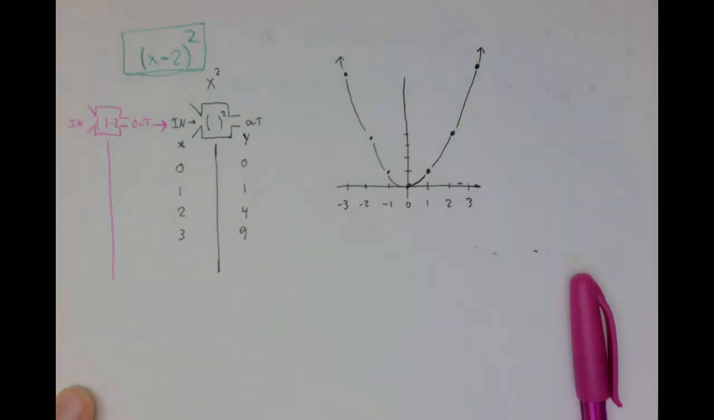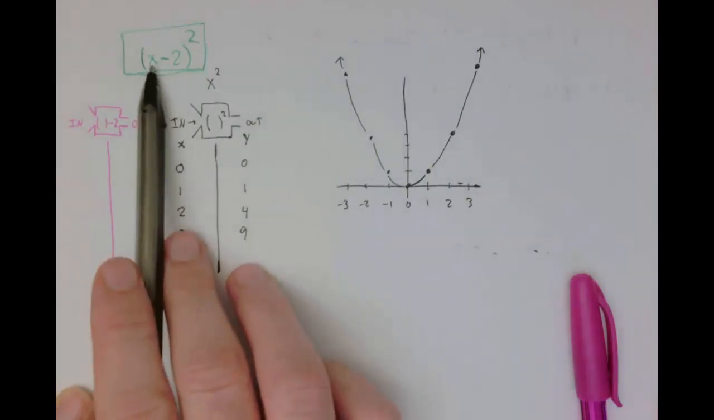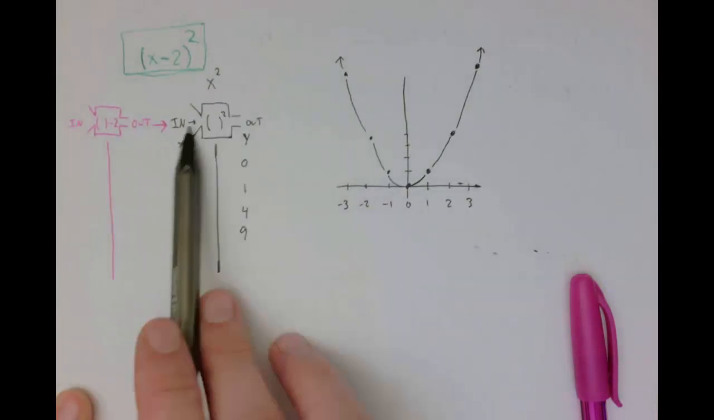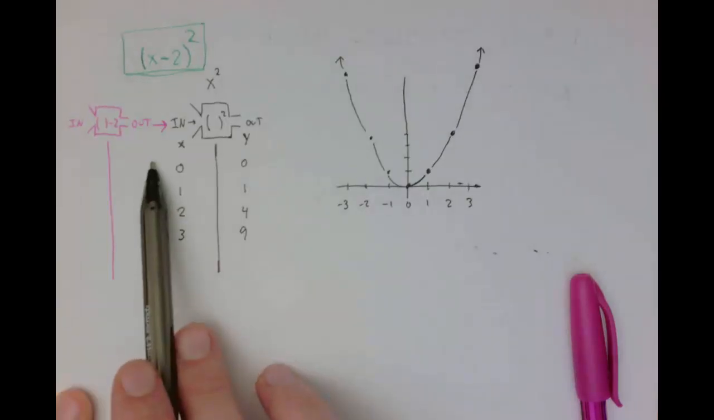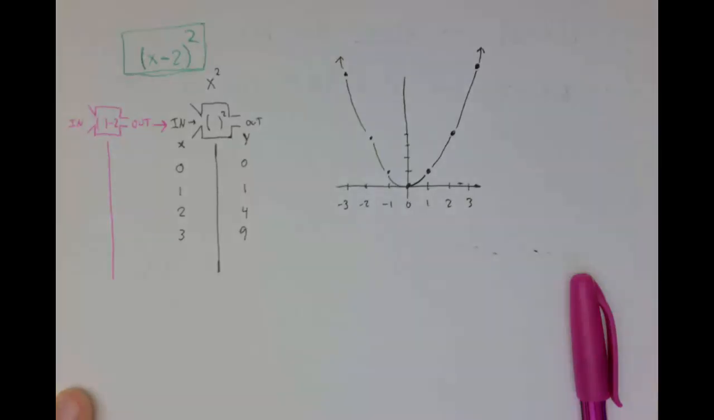So when you replace x with x minus 2 on the inside, that's like a composition of functions. What we're saying is, whatever the input x is, first let's subtract 2 before we ever send it through the x squared function. So whatever the input is, we do something to it, and then that gives us a new input that we then square to figure out what the output is.